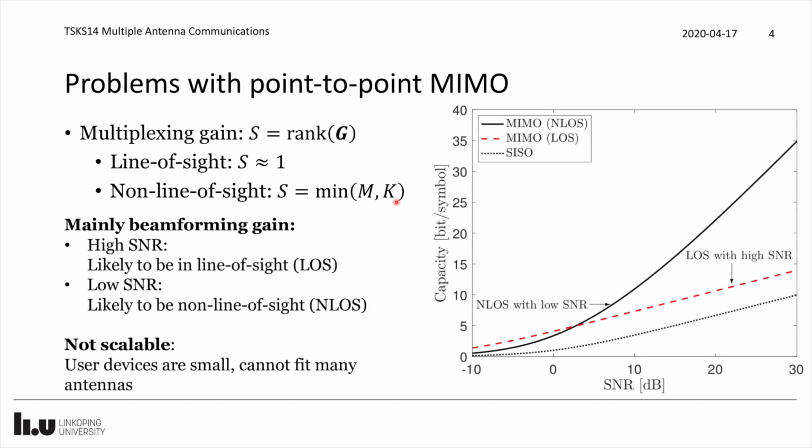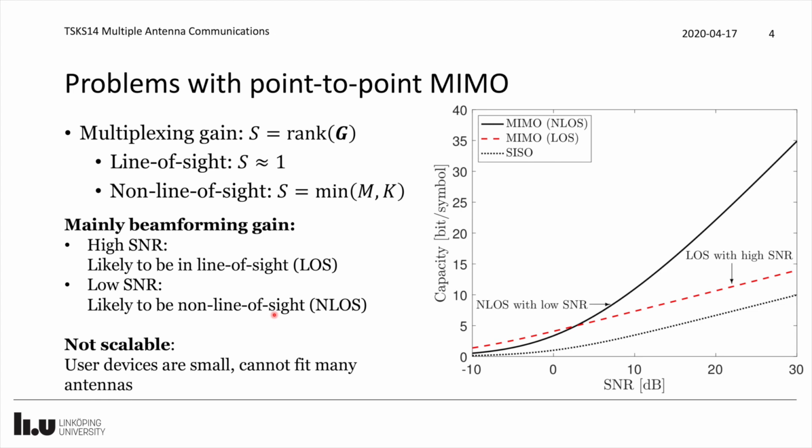But the problem is that in non-line of sight channels you seldom have a high SNR scenario. So I would say that the main benefit of point-to-point MIMO in practice usually is the beamforming gain. Because when you have a high SNR, so you can benefit from multiplexing gain, then you are likely to be in a line of sight case where the rank is low. And when you have a low SNR, well, then you're likely to have a high rank because you are in non-line of sight scenarios, but then you don't benefit much from a multiplexing gain.